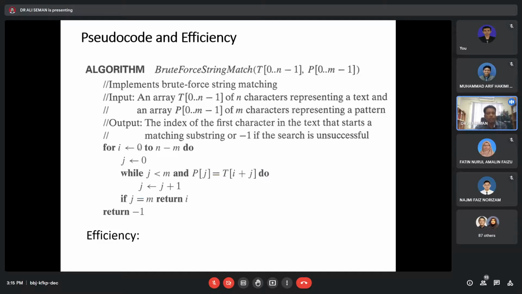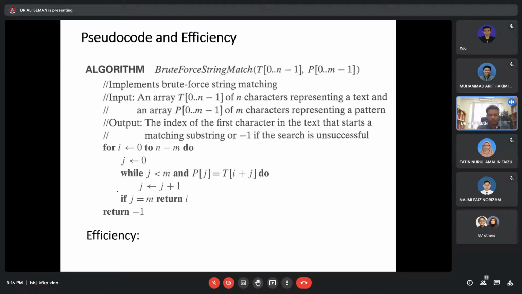Okay, so i equal to 0 to n minus m. Why n minus m? Because m is the pattern, so we need to start i at 0 until n minus m. n is the number of characters in the string, m is the number of characters in the pattern, so we deduct here. j equal to 0, while j less than m and P[j] equal to T[i plus j], do, and we align and compare each character. And finally we increase j by 1. If j equal to m, return i, and return minus 1 if not found.